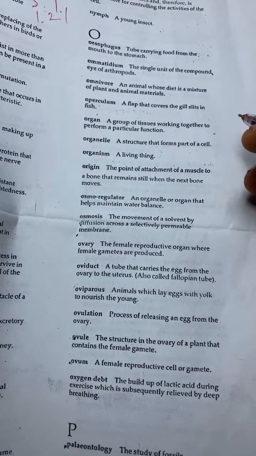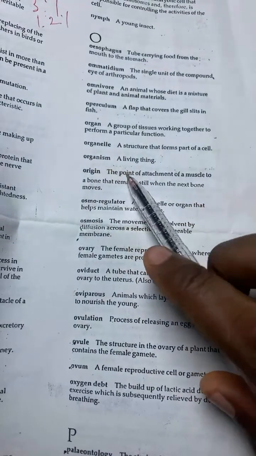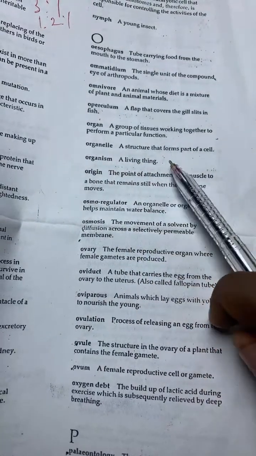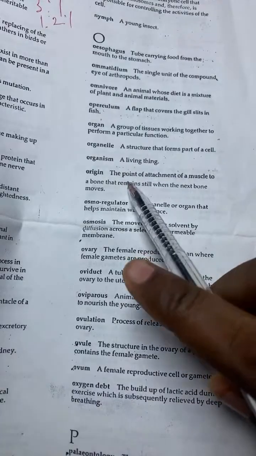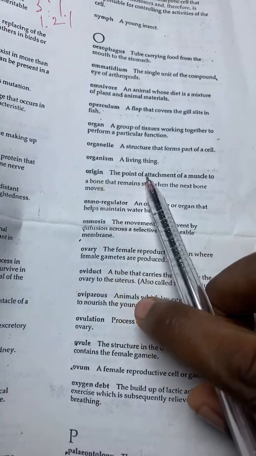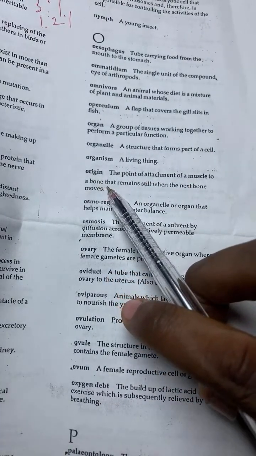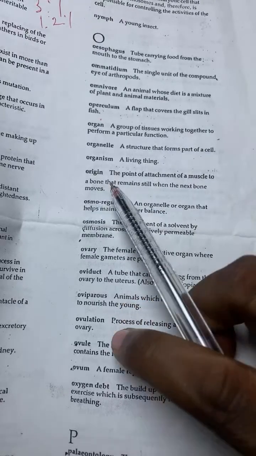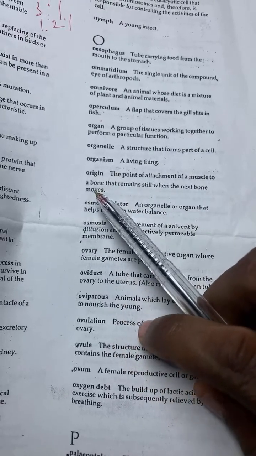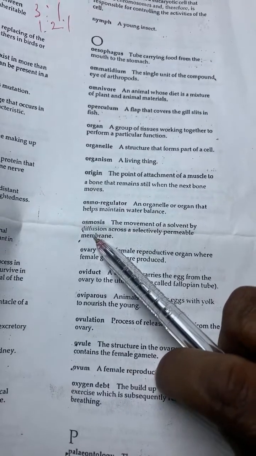We'll move on to organelle, a structure that forms part of a cell. An organism is a living thing. Origin, the point of attachment of a muscle to a bone that remains still when the next bone moves.